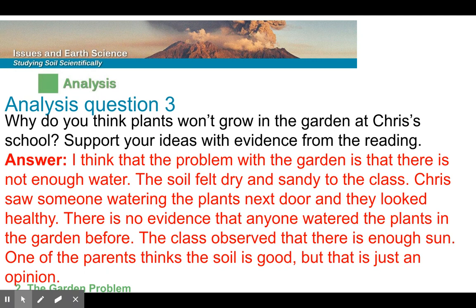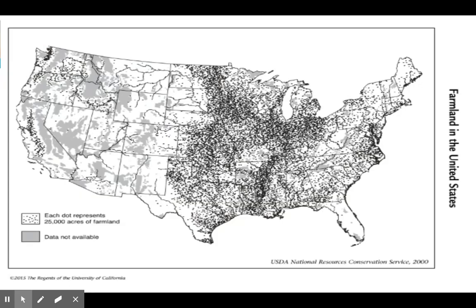All right, boys and girls, that is it for the analysis questions. I do want to show you something that I think is very, very interesting, and it is this map here of the United States, and it says farmland in the United States. Now, this was taken 20 years ago. So this is the USDA, National Resources Conservation Service, back in 2000, okay?